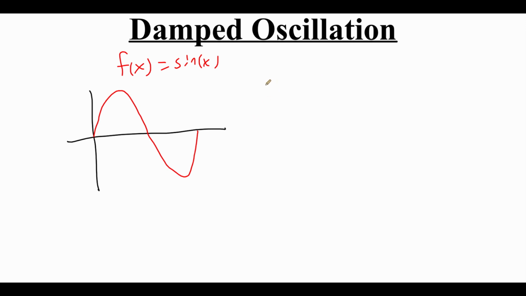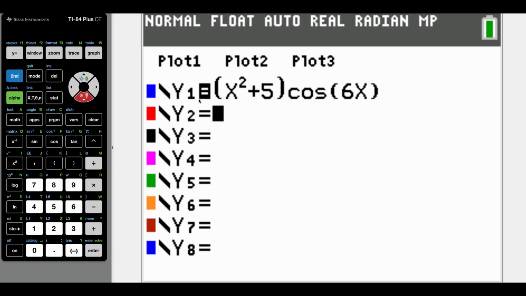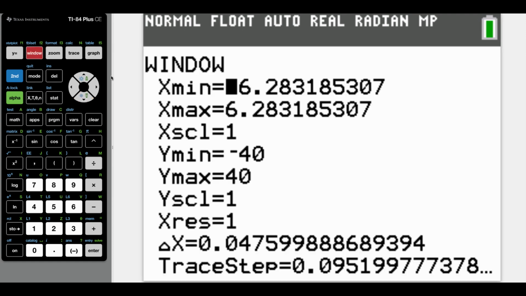And I want to use my calculator to help me look at an example. We're going to look at the function f of x equals x squared plus 5 times the cosine of 6x. So I'm going to fire up my calculator. In my y equals, I've got that equation typed in, x squared plus 5 times the cosine of 6x. I did adjust my window. My x min and x max I made go from -2 pi to +2 pi, and my y min I put at -40, and my y max I put at +40.